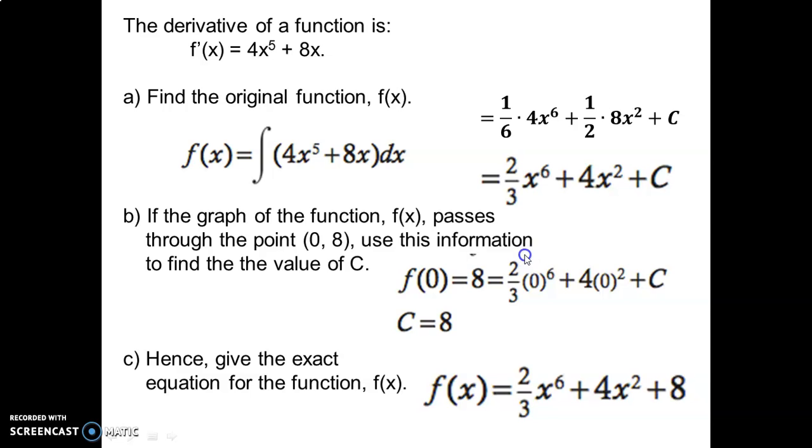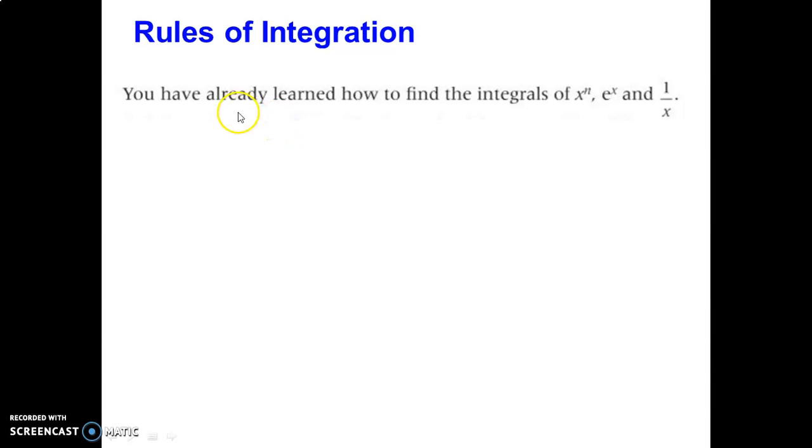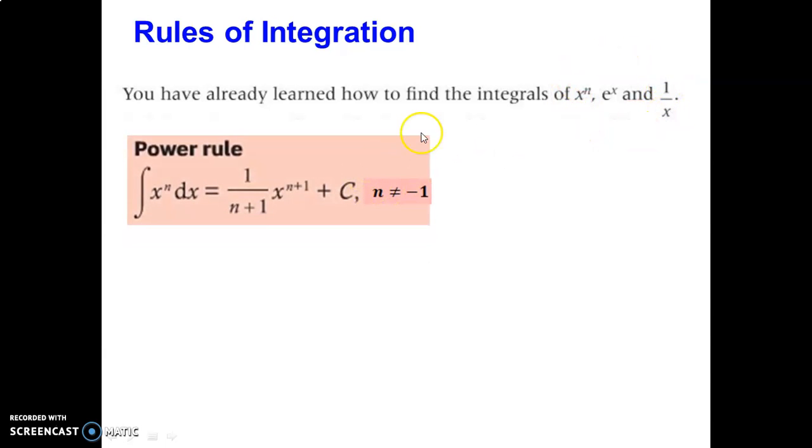However, let's do something else first. So we're going to recap the rules of integration you know so far. You have already learned how to find the integrals of x to the n, e to the x, and 1 over x. Those are the three main types of integration you've done. For x to the n, you've been using what's called the power rule, right? Where you add 1 to the exponent and then divide or multiply by a fraction with that new exponent. That's the basic rule of integration.